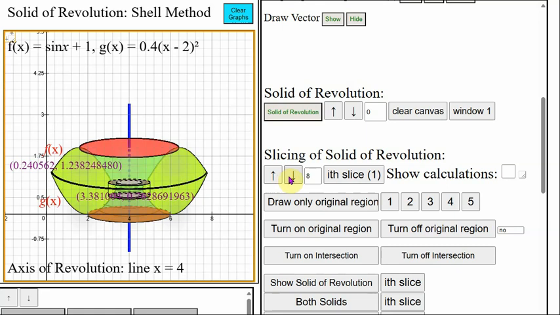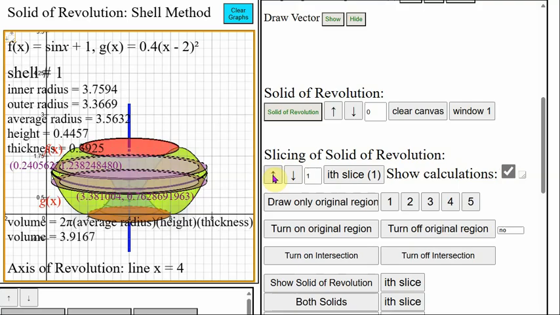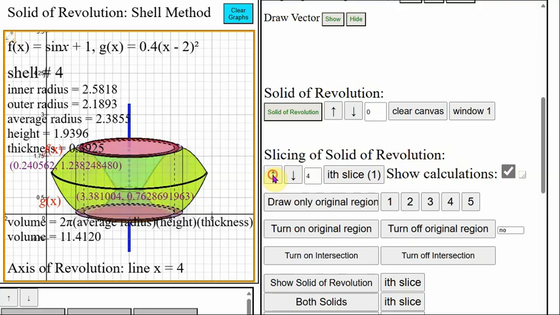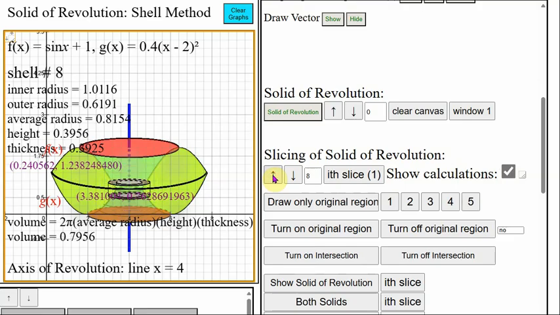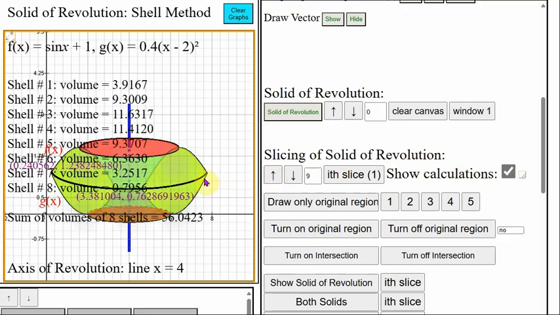And so those are the 8 shells. And now I'm going to calculate the volume of each shell. So here's shell number 1. And altogether, the volumes of the 8 shells is 56.0423. And therefore, the volume of the solid of revolution that we want will be approximately 56.0423. And again, this is only an approximation.